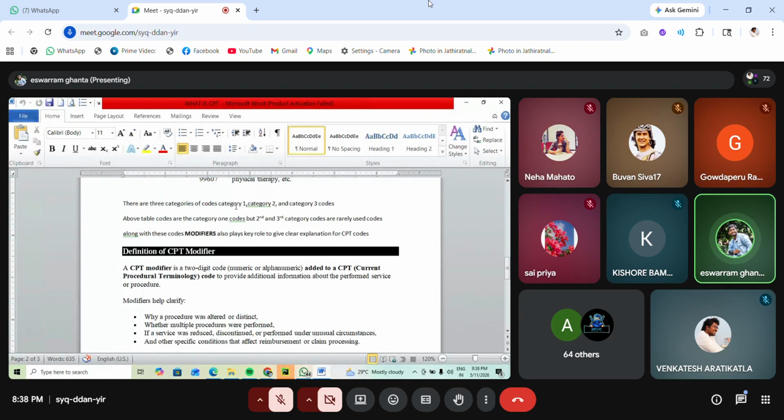And also one thing: you need not remember any code. You just need to know how to look up the code. That thing only. Next, along with this, modifiers also play a key role to give a clear explanation of the codes. I mentioned modifiers before also. Okay, let us start with the modifiers.